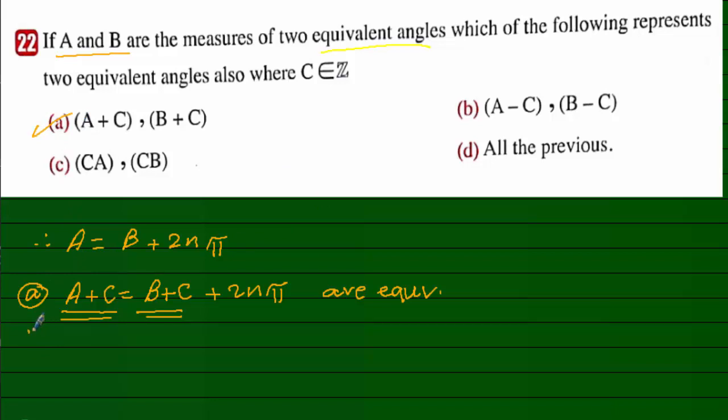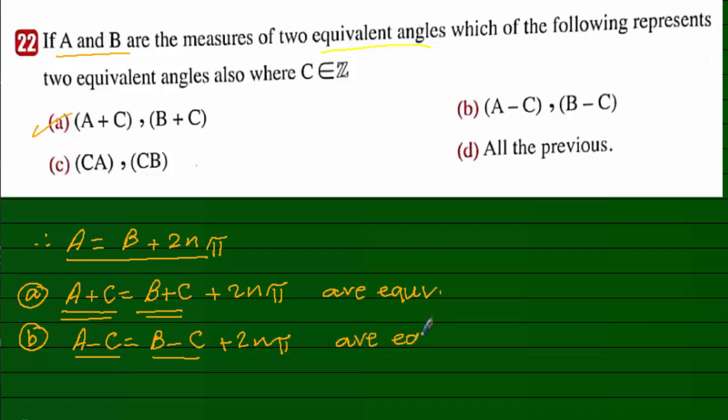With respect to B, subtract C from both sides. So we will get A minus C equals B minus C plus 2n pi. So A minus C and B minus C also are two equivalent angles. So we have a true statement.